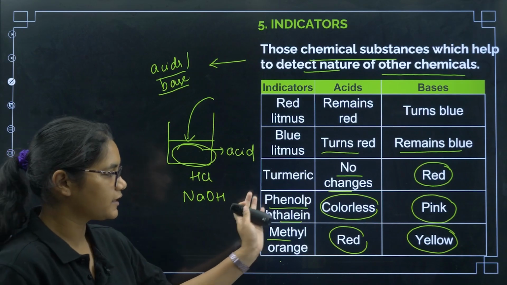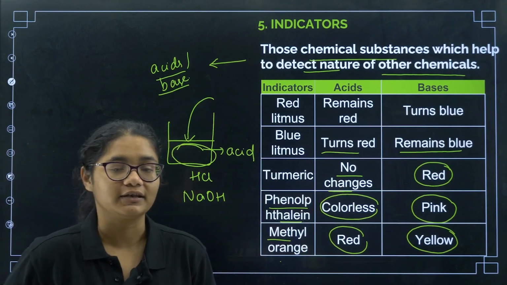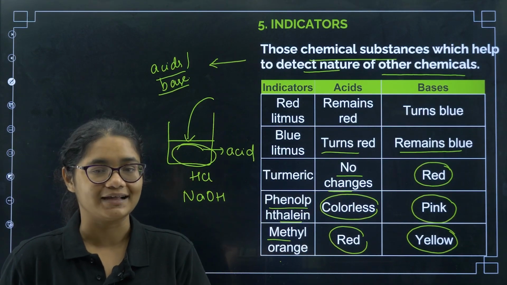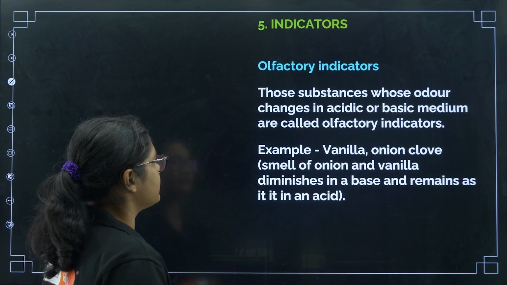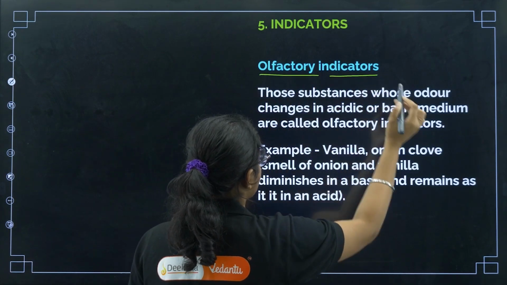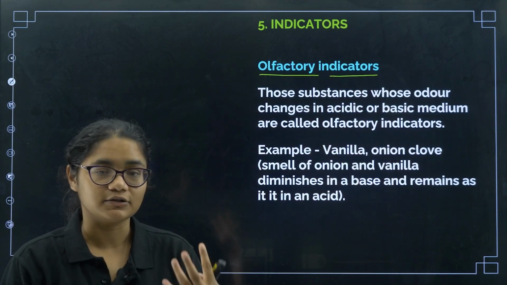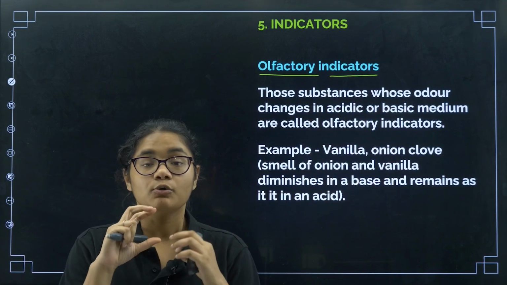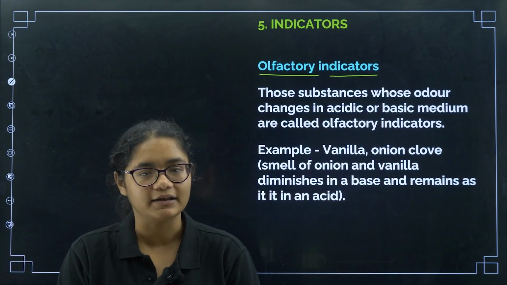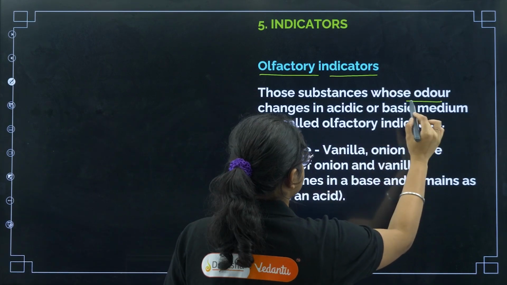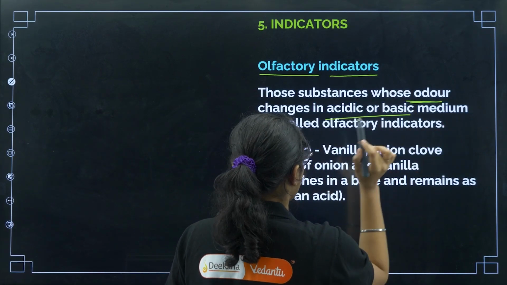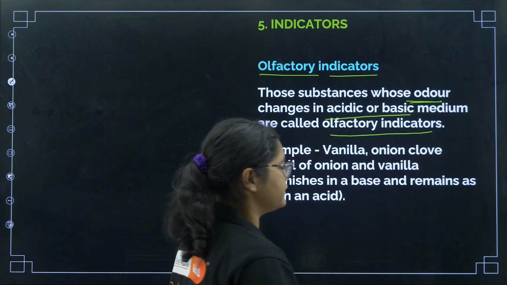Okay, so these are the color changes that will help us to identify whether the given compound is acidic or basic. Okay, fine. Next, there are some other indicators also called olfactory indicators. Olfactory indicators are those whose smell changes in the acidic and in the basic solution. Like for example, those substances whose odor changes in the acidic or basic medium are called olfactory indicators.